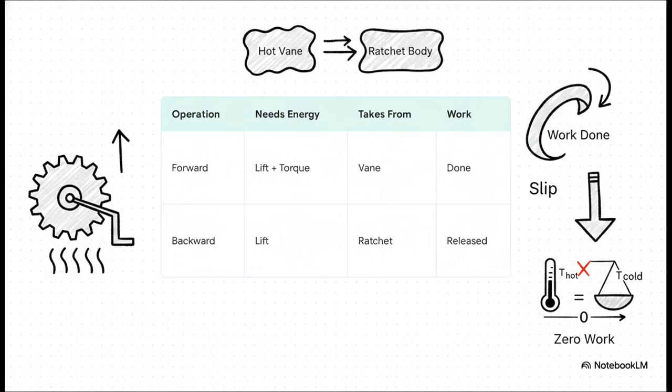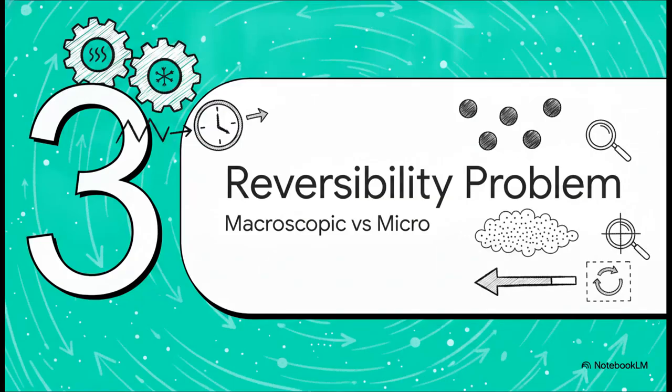If we break down the math on why that happens, it all comes down to a very delicate balance of energy. To take one step forward, the machine needs enough energy to lift the pawl plus the energy to actually turn the wheel against whatever tiny weight it's pulling. It borrows that extra kick from the hot vanes. But to slip backward, it only needs the energy to lift the pawl, which it happily just takes from its own heat. If the temperatures are exactly equal, the probabilities of going forward and backward perfectly cancel each other out. You get absolutely zero work done. Which leads us directly to a profound question about mechanics and time.